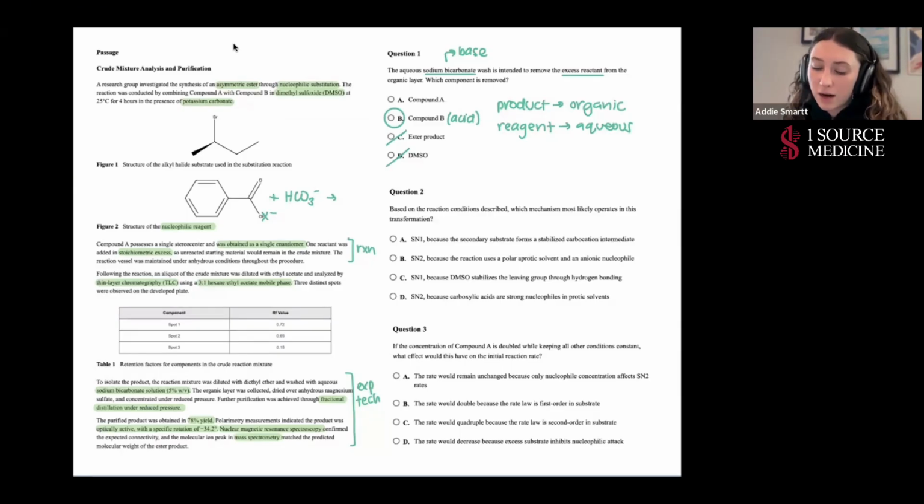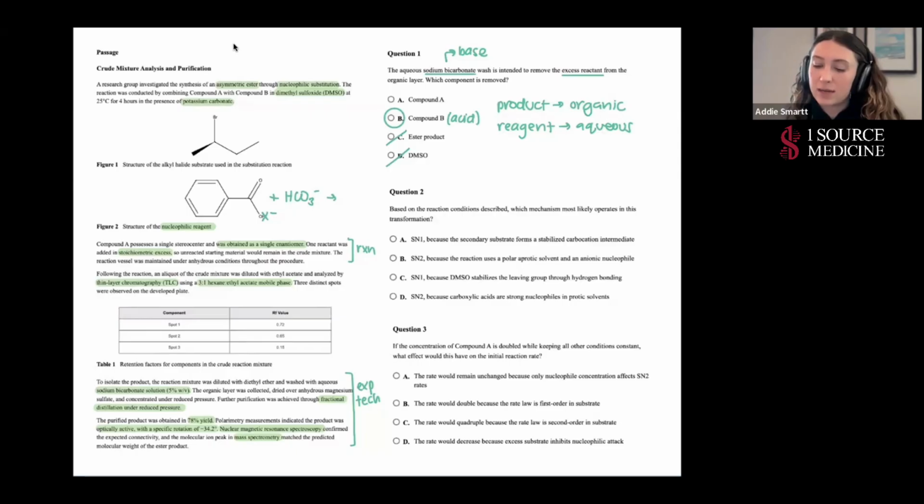So visiting our answer choices, what I would say is, because the secondary substrate forms a stabilized carbocation intermediate, I would say that's true about SN1 reactions, but is it SN1, right? Keep going, with SN2, because the reaction uses a polar aprotic solvent and an anionic nucleophile, I would say that both of those things are true, right? It's polar aprotic and it's an anionic nucleophile. The carboxylic acid would definitely be anionic. So that's true as well.